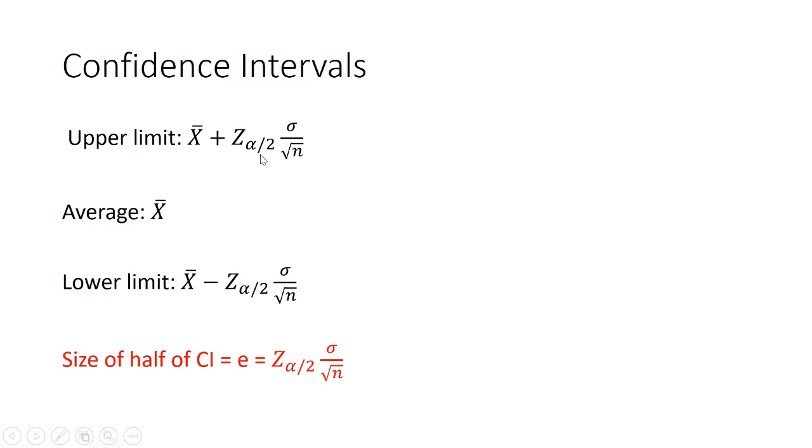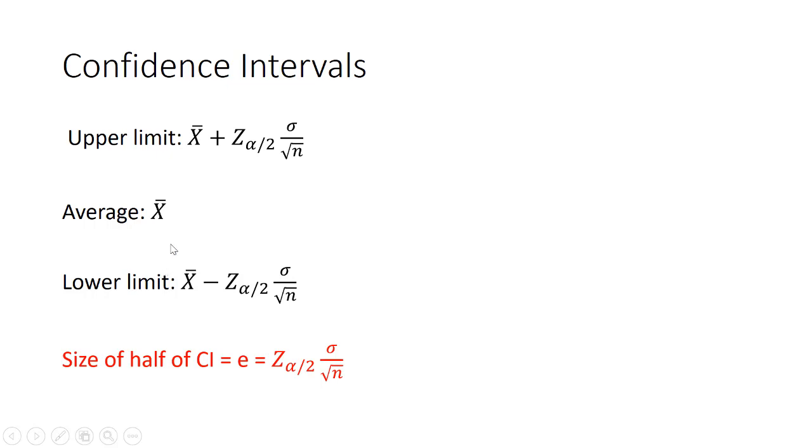Then the size of the half of the interval is basically this constant, z multiplied by sigma over square root of n. That's the size of the half of the confidence interval. So x bar is the middle of the confidence interval, and x bar plus this constant is the upper limit. If I deduct the middle point x bar from the upper limit, z of alpha over 2 multiplied by sigma over square root of n is the length of the half of the interval.